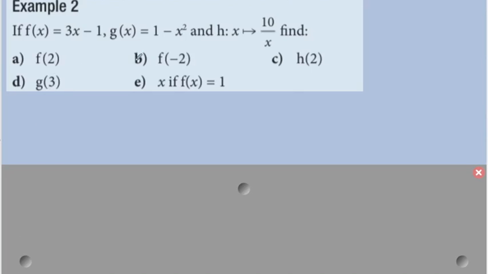Okay, let's just do a little function practice here before we go on. You can pause it and try this. So if f of x is 3x minus 1, g of x is 1 minus x squared, and h is the function where x maps to 10 over x. Let's just plug in a couple of these. Let's do a, d, and c.